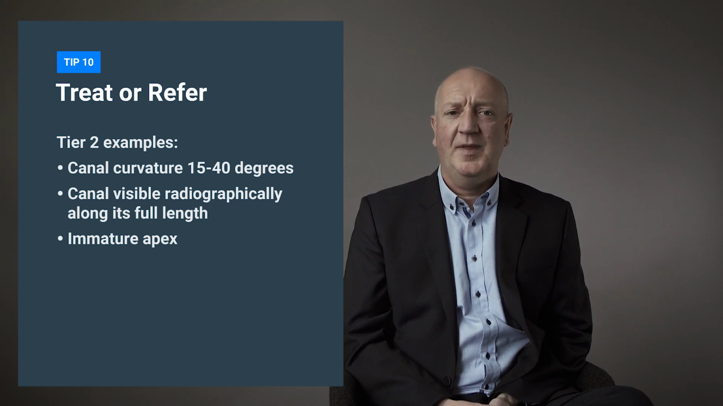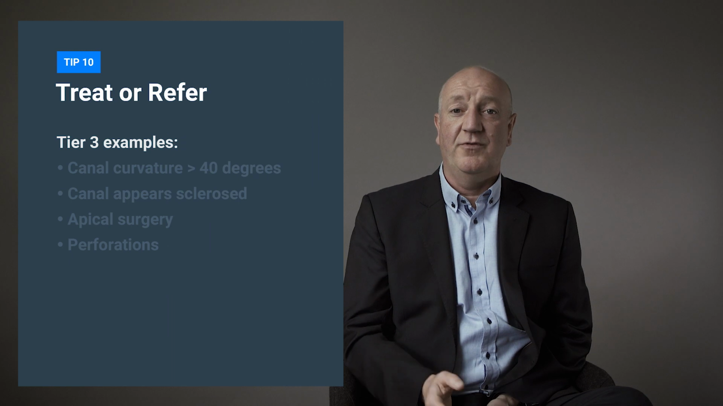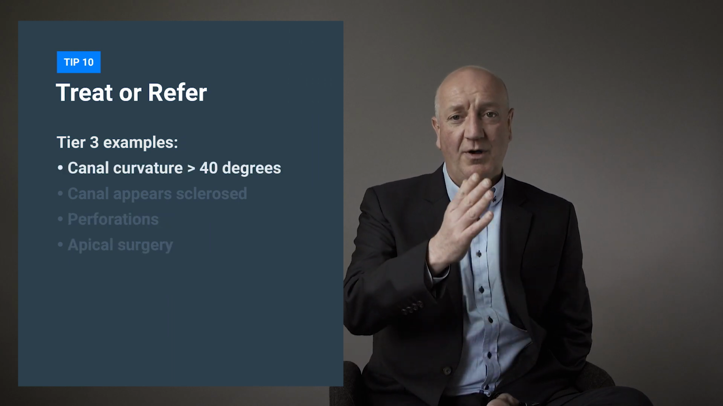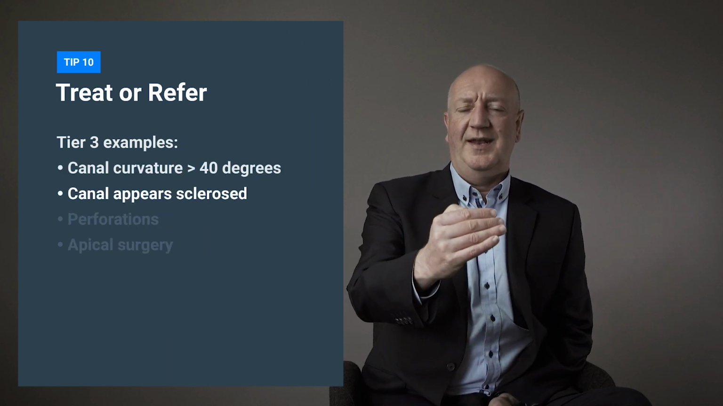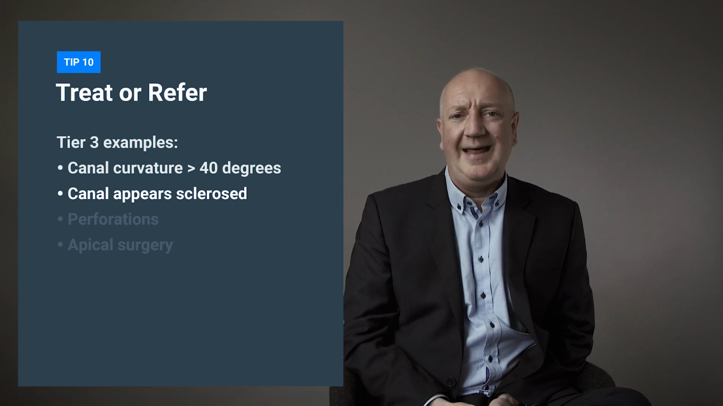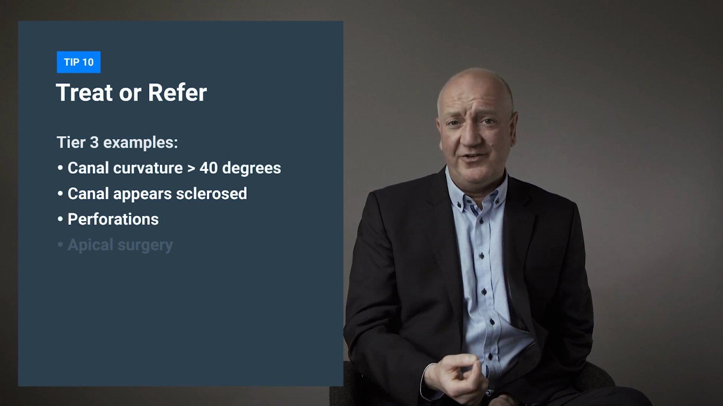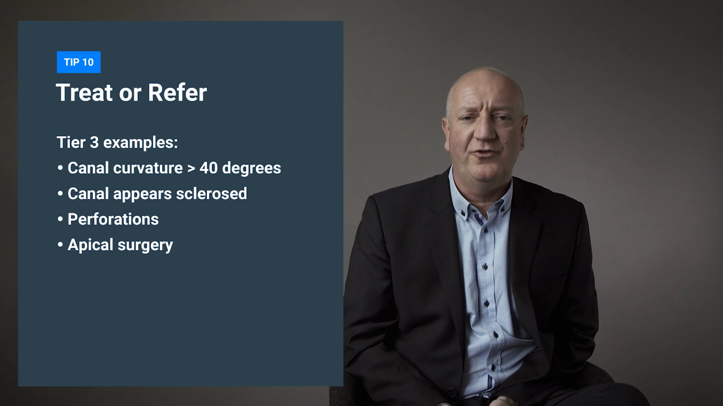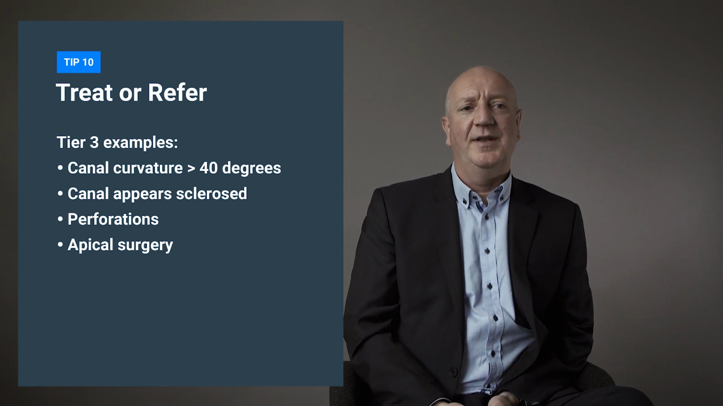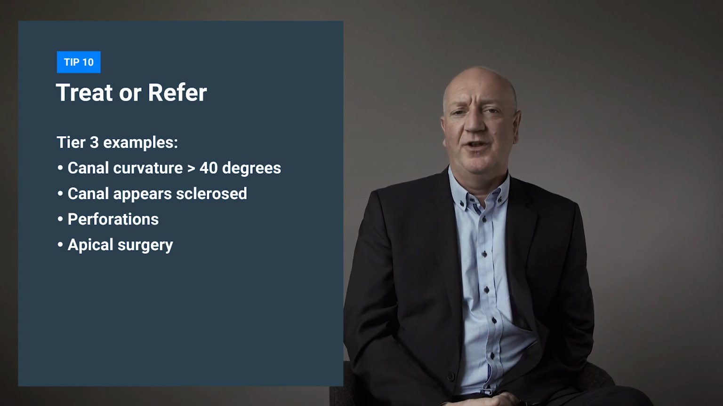Tier 3, for instance, would be where you've got more canal curvature, so over 40 degrees, or where the canal appears sclerosed along its entire length, or where there's a perforation to manage, or when you've got apical surgery. And this document runs you through all of those scenarios and gives you good guidance on whether you should be considering taking that tooth on yourself or passing it on.